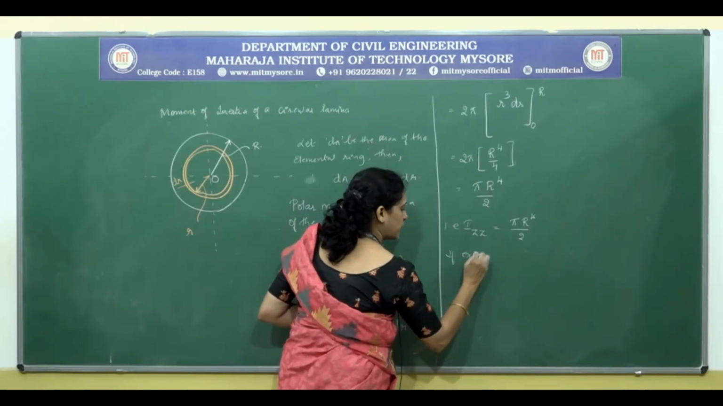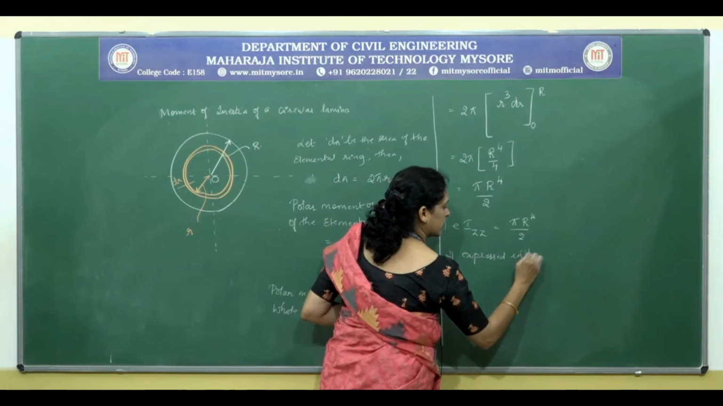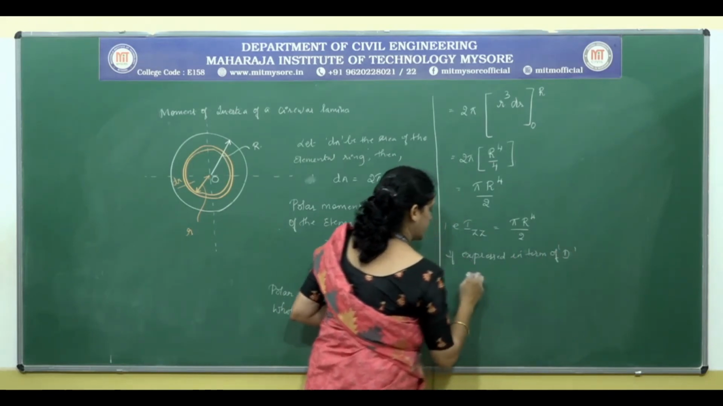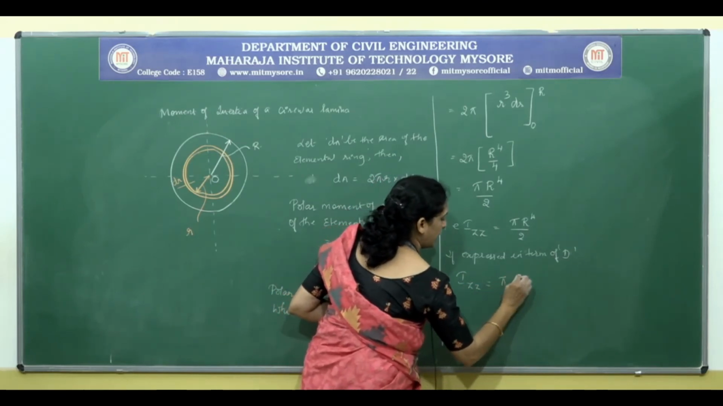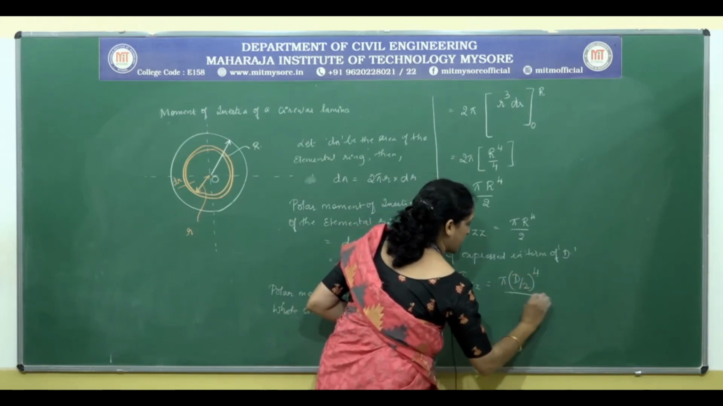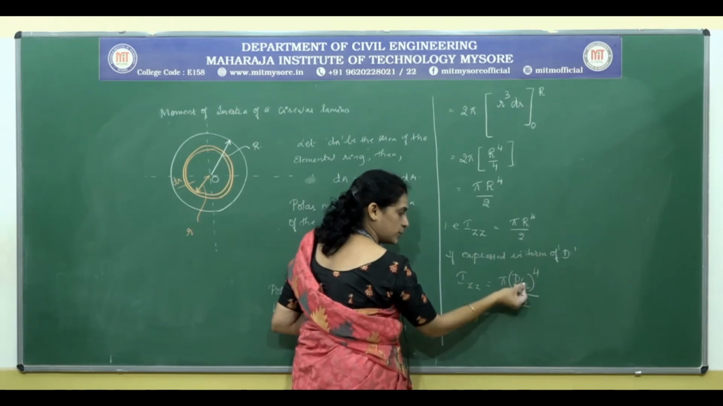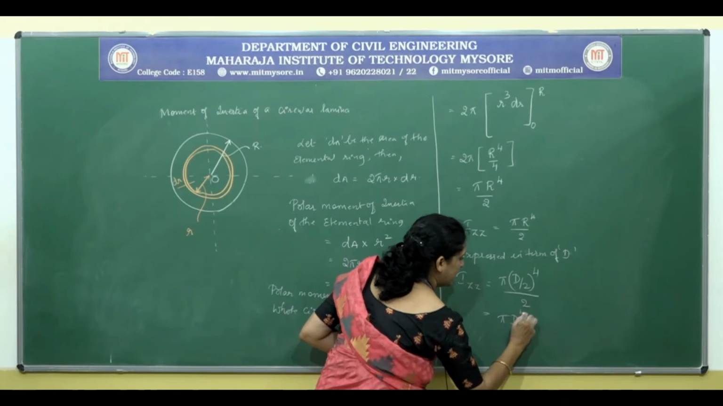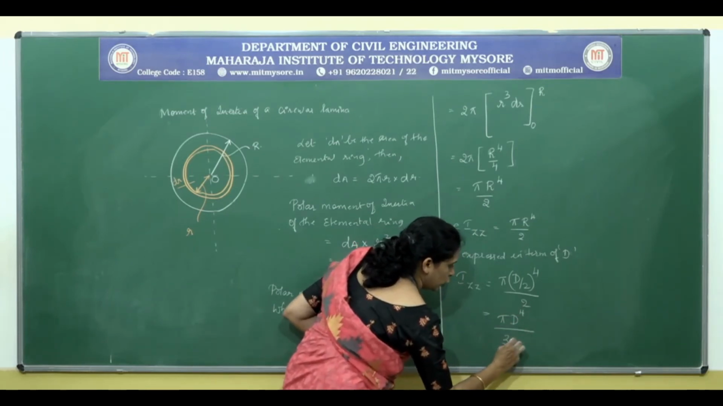If expressed in terms of diameter, then Izz is equal to pi, expressing r in terms of diameter, then we get pi d to the power of 4 by 32.